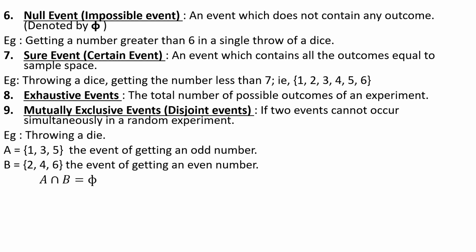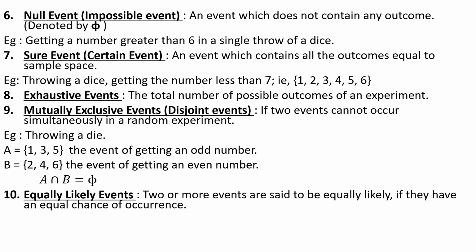When you throw a die, getting an odd number and getting an even number are two different events, and these are mutually exclusive events. We do not have any element which is common to both even as well as odd numbers. Equally likely events: two or more events are said to be equally likely if they have equal chance of occurrence. Like when you toss a coin, both getting head and getting tail have 50% chance. Therefore, they are examples of equally likely outcomes.